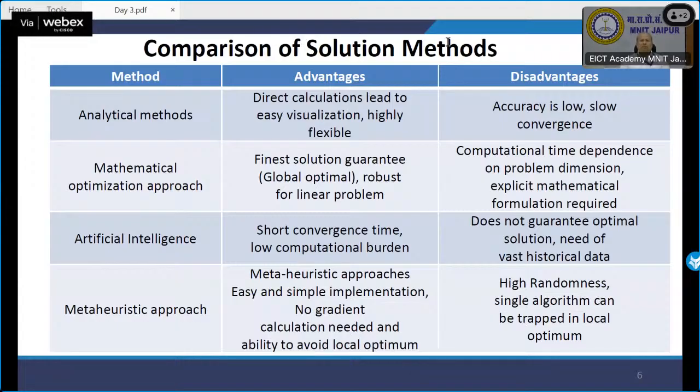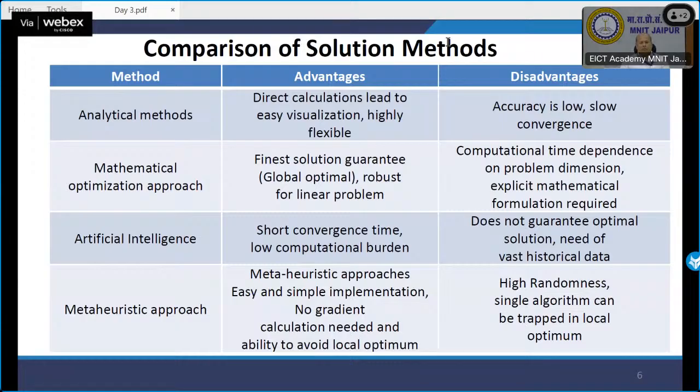In the case of the mathematical optimization approach, the final solution guarantees global optimality and is robust for linear programs, but computational time depends on problem dimension, and an explicit mathematical formulation is required. Now, in the case of AI techniques, there is short convergence time and low computational burden, but it does not guarantee an optimal solution. That is the limitation.